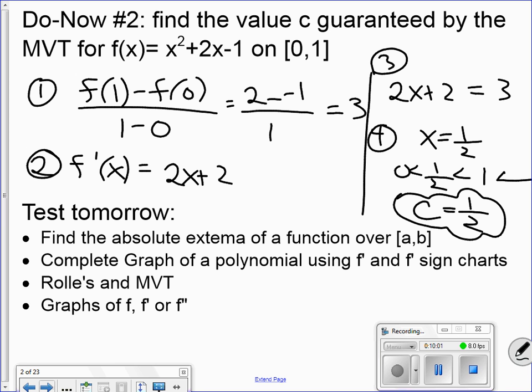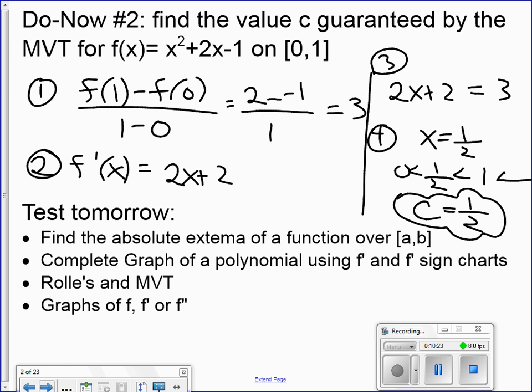Yes, exactly. The mean value theorem guarantees that as long as the function is continuous and differentiable, there will be a solution, at least one solution. Somewhere the slope of the tangent equals the slope of the secant. It's a good little guarantee. We'll check. All right.